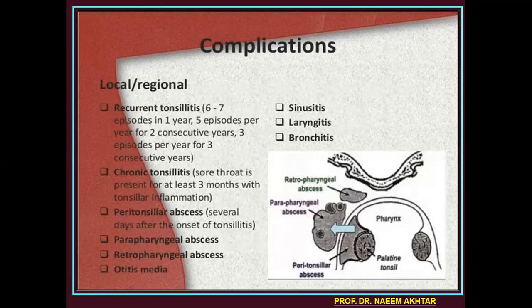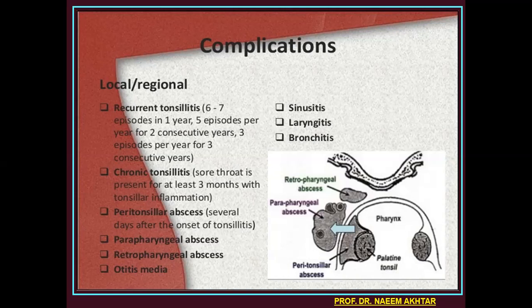Complications of acute tonsillitis. The complications can be local or regional complications, and second, systemic complications. Local or regional complications in the form of recurrent tonsillitis. It may be in the form of 6 to 7 episodes in 1 year, 5 episodes per year for 2 consecutive years, and 3 episodes per year for 3 consecutive years. Second is chronic tonsillitis, when the sore throat is present for at least 3 months with tonsillar inflammation.